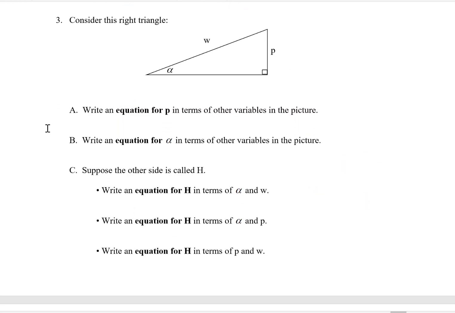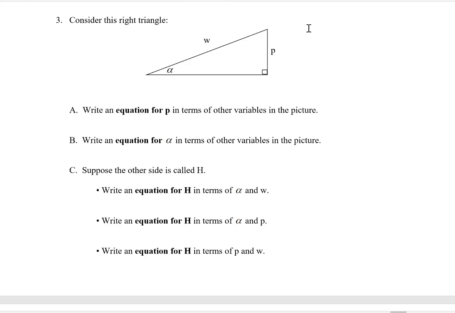Problem number 3, I have a right triangle. I have this angle labeled as alpha and a couple of sides, P and W. Part A says write an equation for P in terms of the other variables. In other words, I want an equation that says P equals, and on the other side is some stuff dealing with alpha and/or W.